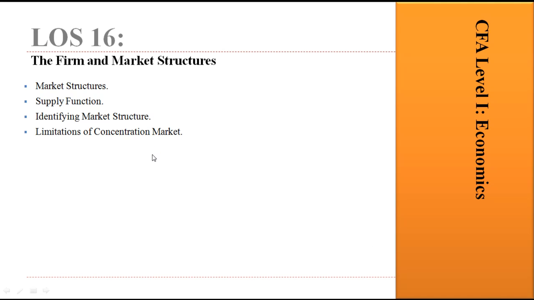Now let us start with LOS 16, which is the firm and the market structures. Here we will look at various kinds of market structures and their relationship with the individual supply functions of the firms and the industry supply functions. Then we look at the identification of various market structures. And finally, we look at the limitations of concentration measures by comparing various kinds of market structures and their respective concentrations. So let us start.